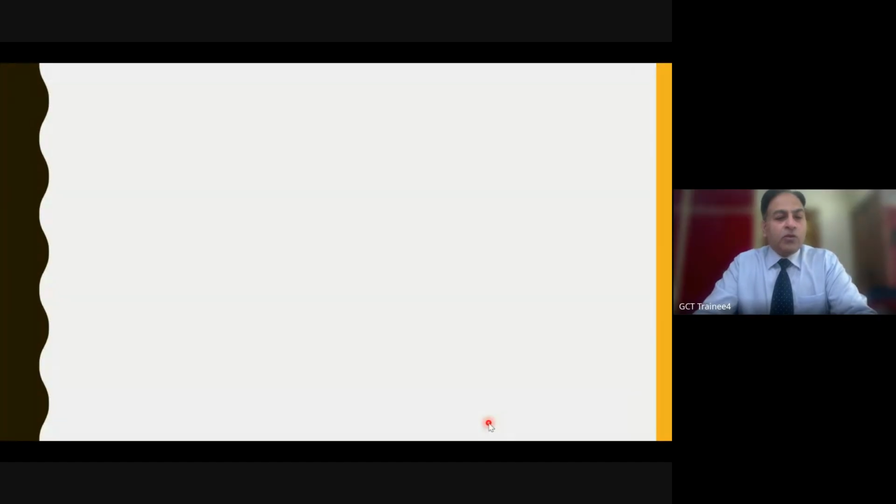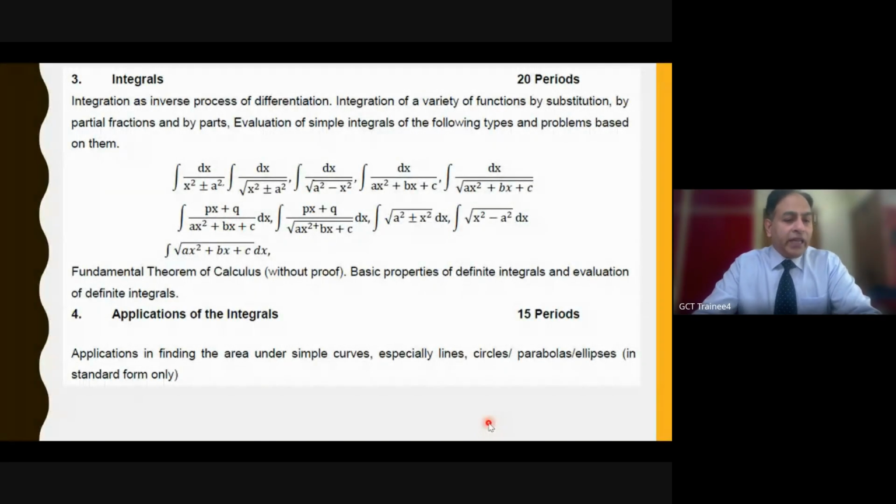Okay, so let's move on to the next topic, integration. As already mentioned, there are a lot of topics: evaluation using substitution method, partial fractions, by parts. You also have problems based on trigonometric integration, or special types of integrals like root tan x, or 1 over sine power 4x plus cos power 4x. So sometimes we can expect such questions as well.